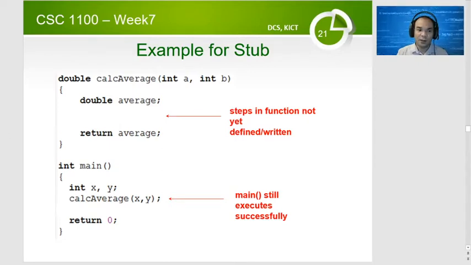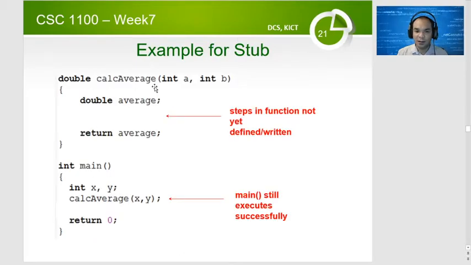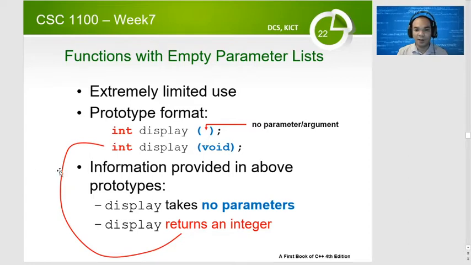As previously said, we have calculate average. This is something similar: you take two integers and the main function would call it. So if you're still working on the function and you don't want to have some kind of compilation error, you can start with a stub and write the code as you go on.